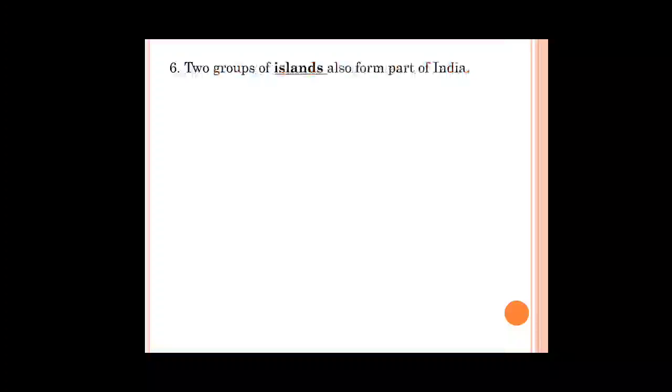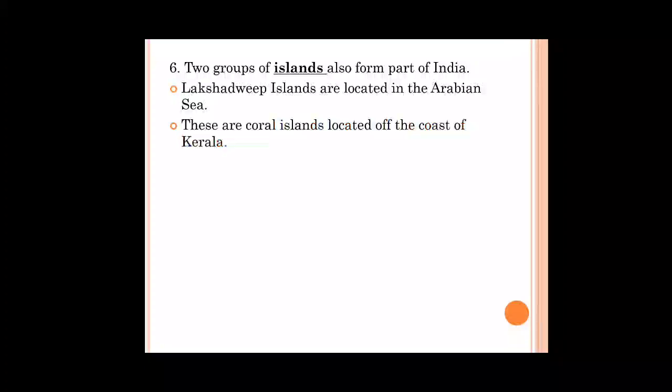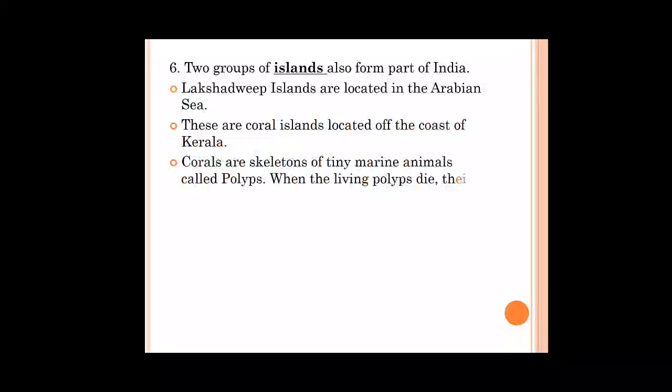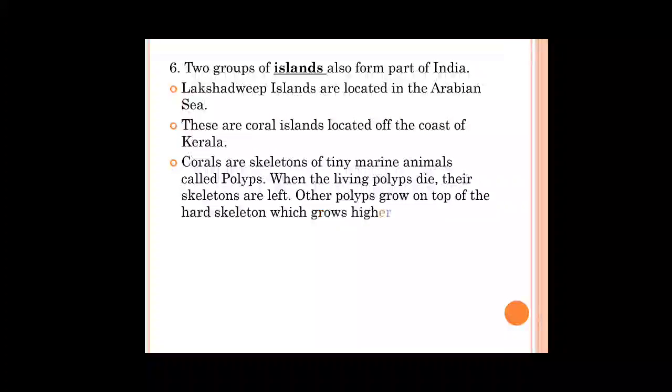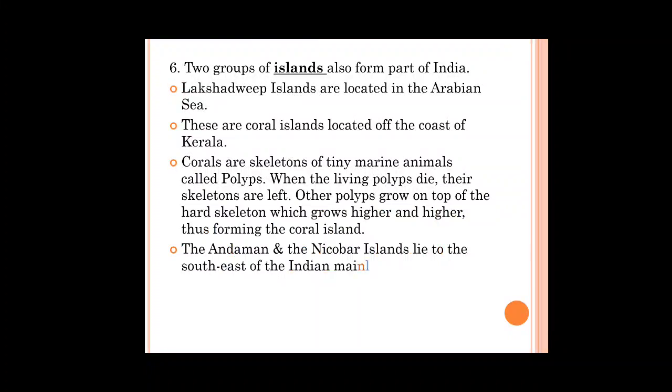Two groups of islands form part of India, Lakshadweep Islands and Andaman Nicobar Islands. They have given few points about tsunami here, and also these Lakshadweep Islands are coral islands located off the coast of Kerala. Corals are skeletons of tiny marine animals called polyps. When the living polyps die, their skeletons are left. Other polyps grow on the top of the hard skeleton, which grows higher and higher, thus forming the coral island. The Andaman and Nicobar Islands lie to the southeast of the Indian mainland in the Bay of Bengal. See the map.